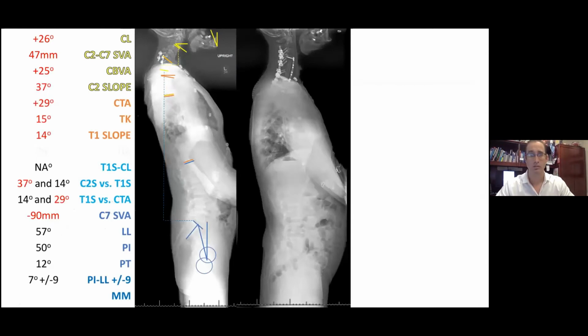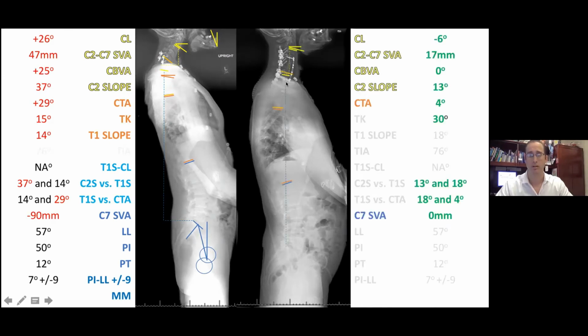Here's the result here, which looks like a lot, but he had about 40 degrees that he was missing, and I had used fibular allograft up front just to decrease the metal burden as well. And then his numbers all in green on the right. He's -6. His SVA in the cervical spine improved significantly from 47 to 17.